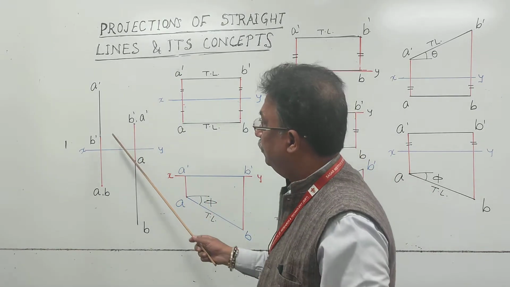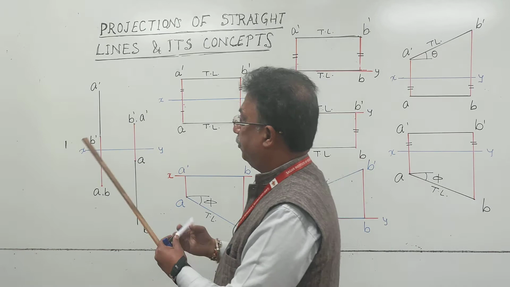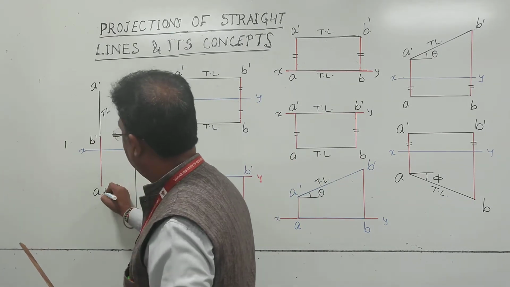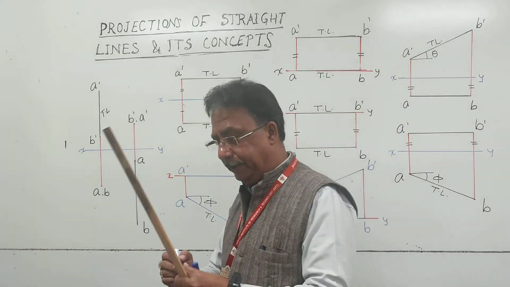So if you look at this figure, this A dash B dash will be the true length of the line. So this is the true length, and its top view will be a point. That is also known as the point view of a line.